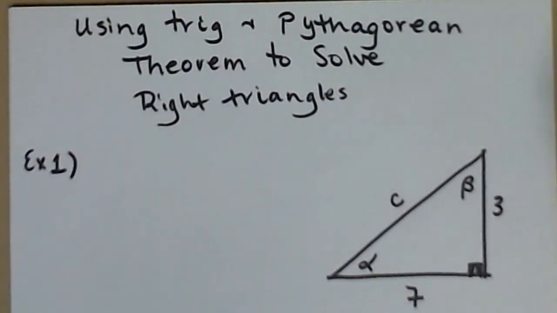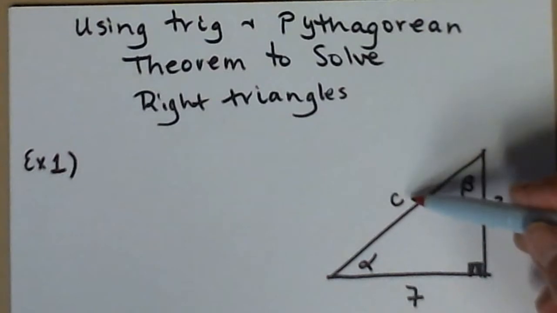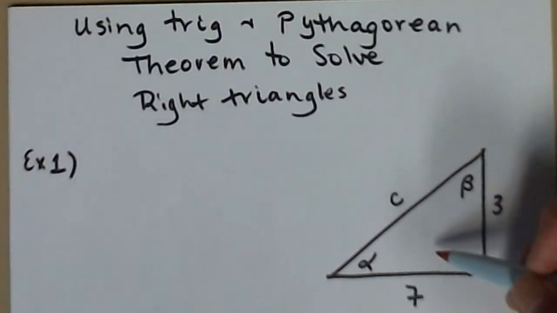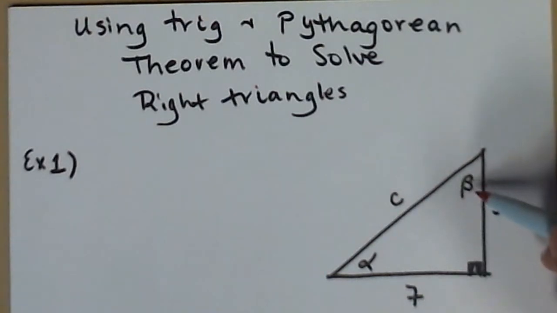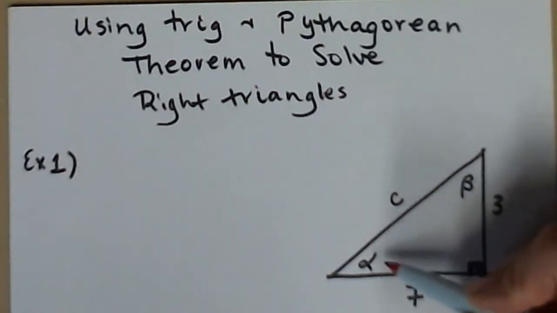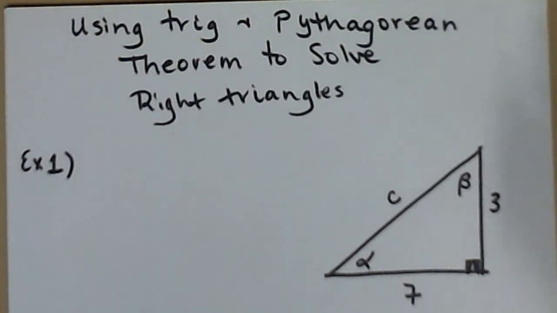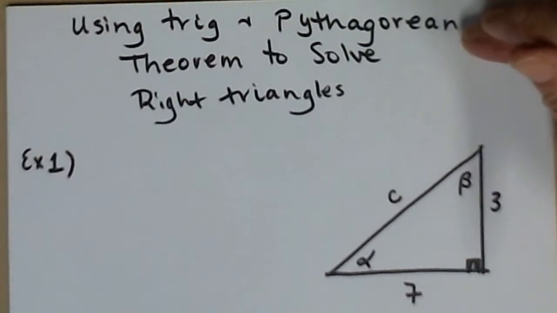The first one, I have the sides of my right triangle labeled 3 and 7. The hypotenuse is C, and my two angles, these are some Greek letters, the first one is alpha and beta. So we need to find alpha, beta, and C. And I just made these numbers up, so probably they're not going to be nice. So we'll round to tenths or hundredths. We'll see how it looks when we bring in our calculator.